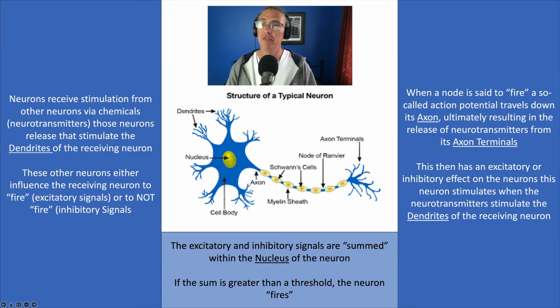So when a node is said to fire, an action potential travels down its axon, ultimately resulting in the release of neurotransmitters from these axon terminals. These neurotransmitters will now connect with the dendrites of another neuron over here, right? So just imagine this is a chain or a bunch of interconnected. And so this is now going to connect with another neuron and either excite or inhibit it.